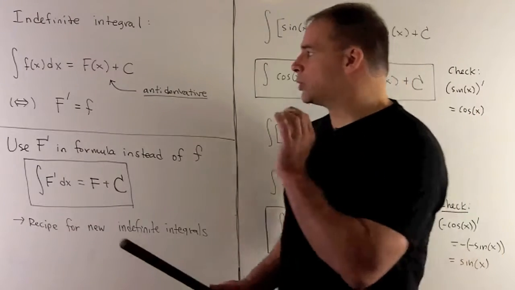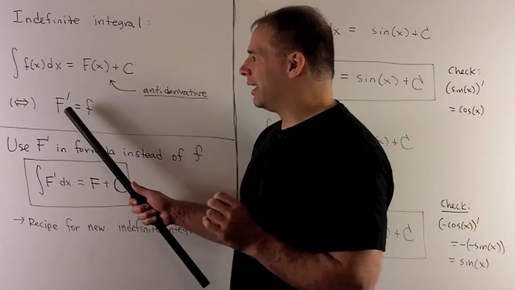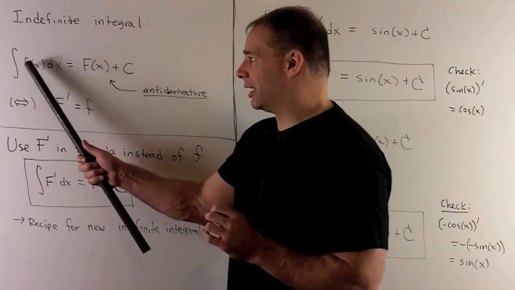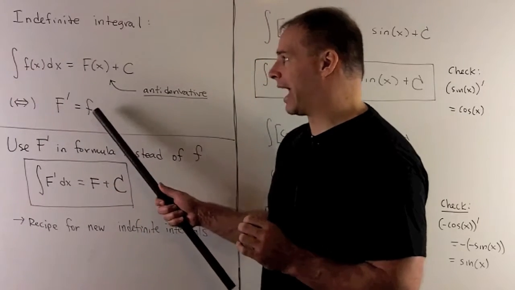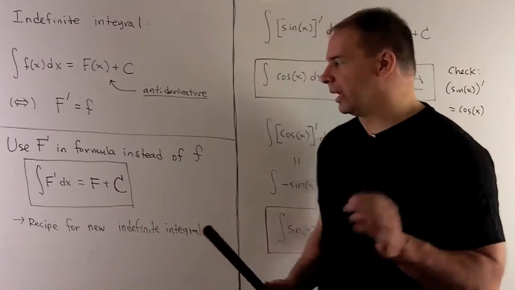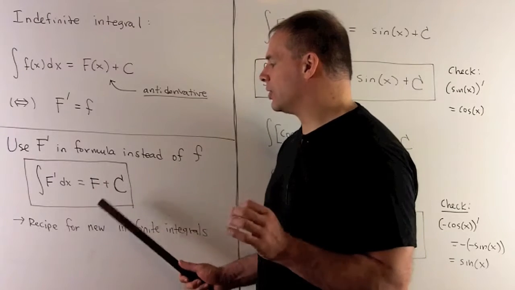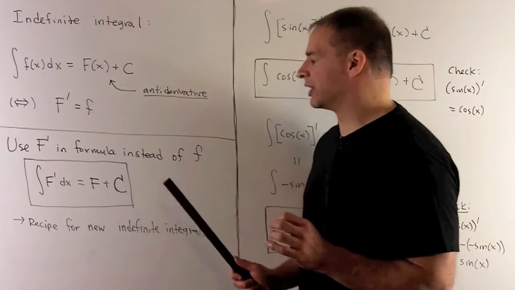Now, once we found our capital F of x, we can go ahead and put capital F prime into the equation over here because that's just equal to f. So it's going to give us a useful identity. That's going to be the indefinite integral of capital F prime dx equals capital F plus a constant.